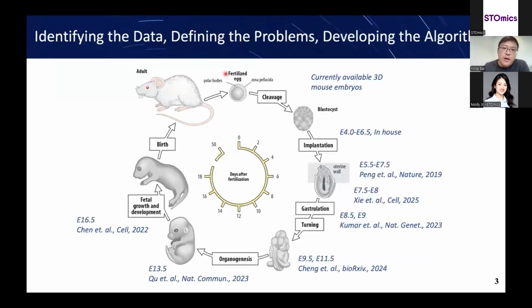Thus, we need to have sufficient data to study the spatial transcriptomics. A 3D reconstruction of mouse embryo development is a very good case study in this field. As we can see, for current available 3D mouse embryos, from the embryo implantation to even adult, we have plenty of data to construct our algorithms and demonstrate our algorithms.